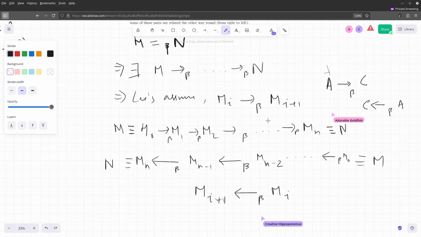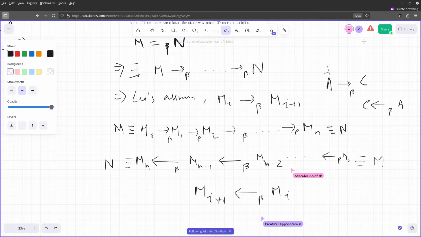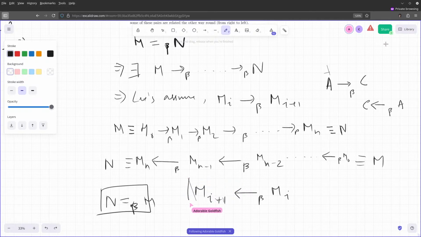Do you see this? Yeah, I got it. Okay. So because this is true, we can say that there is a chain from N to M. It's just in the opposite direction, but equivalence does not care about left, right, whatever. So we can say that N is beta equivalent to M, right? So what that means is that you don't need these things to be symmetric. You just need them in the opposite direction. If they are in the opposite direction, then they are equivalent. So yeah.